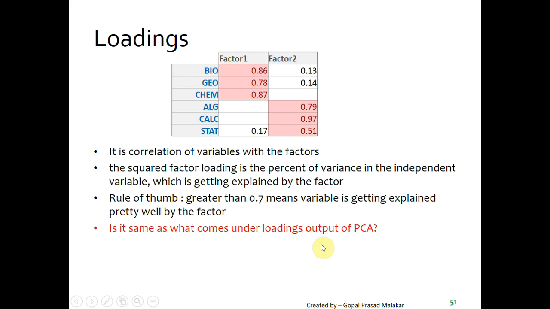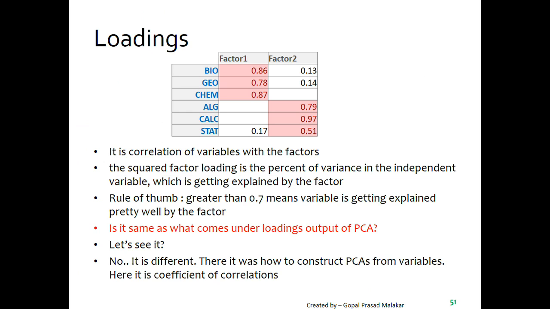So coming back to that, it is pretty clear it is different. There it was how to construct the principal components from variables; here it is the coefficient of correlation.